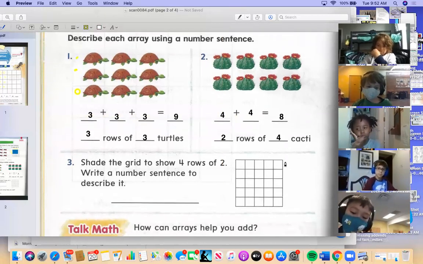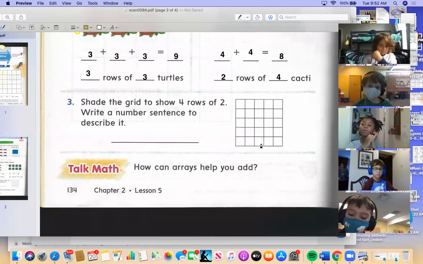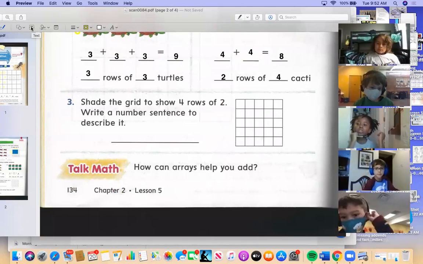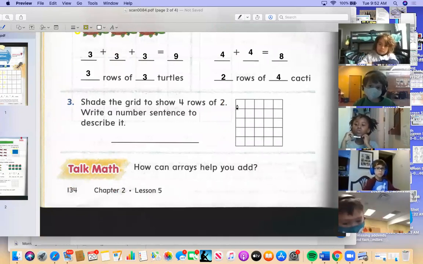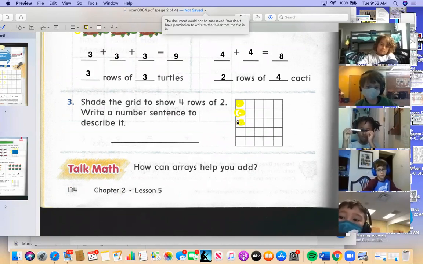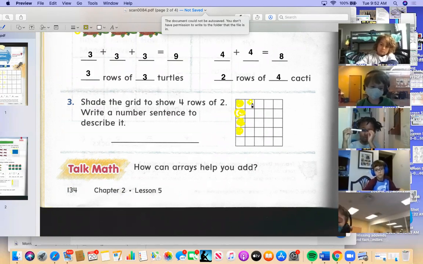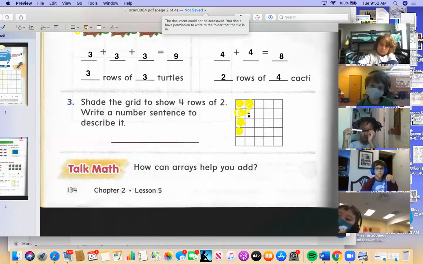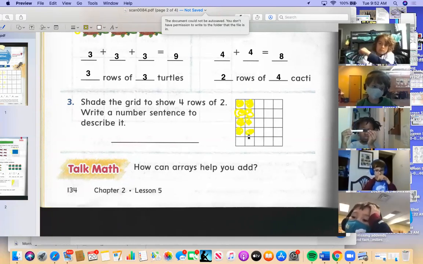All right. So this says shade the grid to show 4 rows of 2. Write a number sentence to describe it. So we have 4 rows. I'm just going to do my rows first. There's 1, 2, 3, 4 rows of 2 in each row. There's 1, 2, 1, 2, 1, 2, 1, 2. 4 rows of 2.